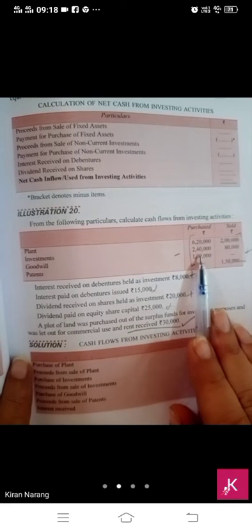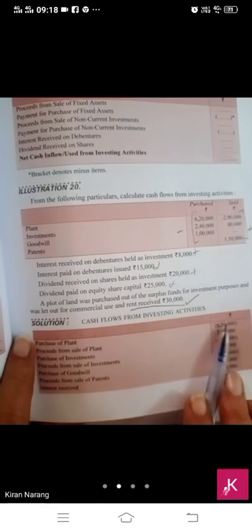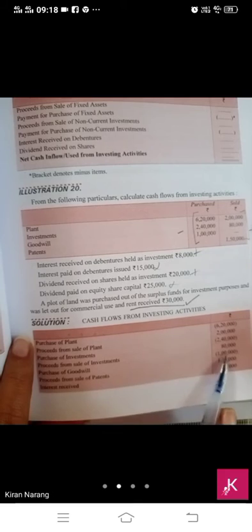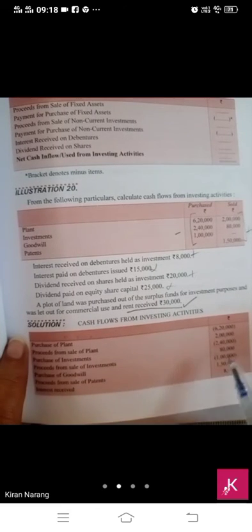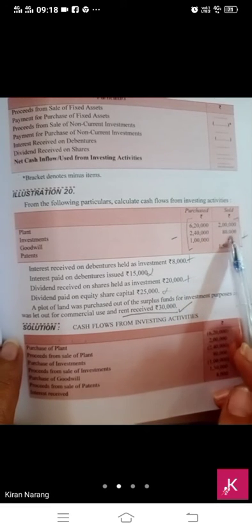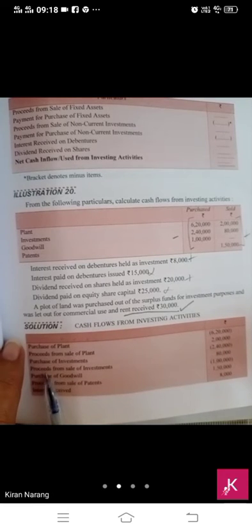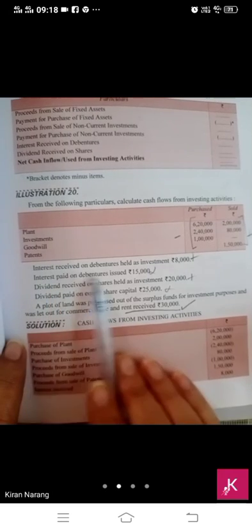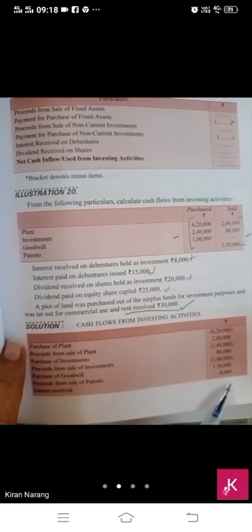It is given, purchase and sale are already given to you. Purchase of plant, purchase of investment, purchase of goodwill. No purchase of patent. So these purchases will be recorded in minus terms, in brackets, because they are negative in nature. Sale of three things: plant, investment and patents. Sale of plant, positive. Sale of investment, positive. Sale of patents, positive. Then interest received on debentures, 8,000, will be added.